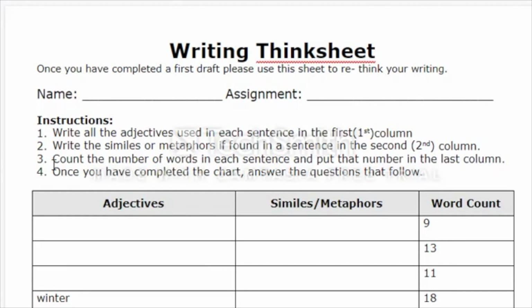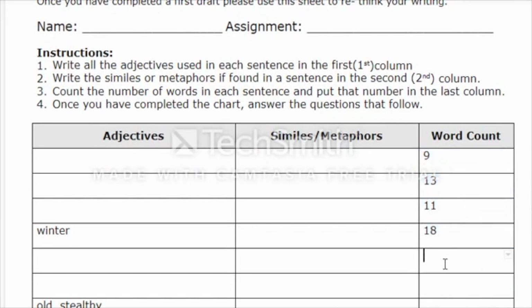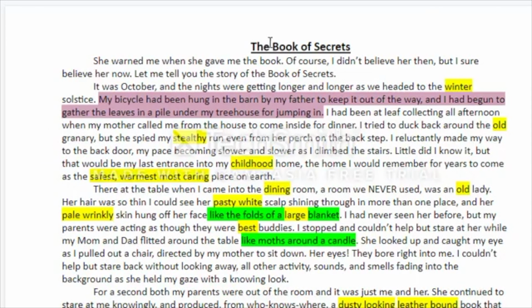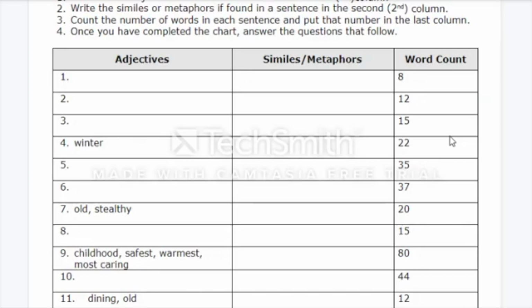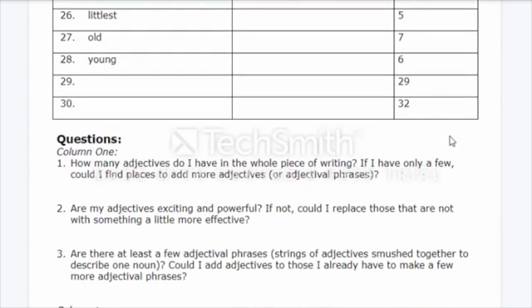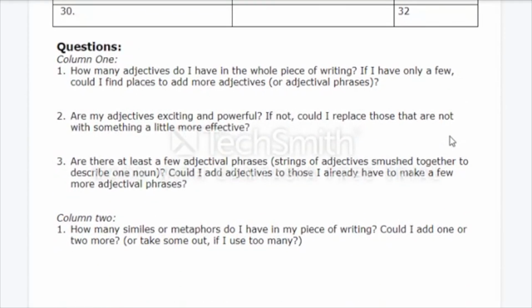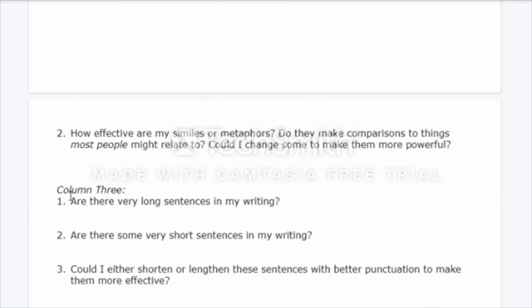The last thing the writing think sheet asks you to do is to count the number of words in each sentence and put that number in this column. So I've begun to do that. I'm on the 5th sentence here, so I need to flip back in. And it's the one that I've highlighted. So I'll count the words. I'll flip back. I'll add 35 in there, and then I'll move on and finish the entire thing. So once you've completed the chart, then you go down and you finish the questions, looking first at column 1 and then at column 2 and then eventually at column 3.